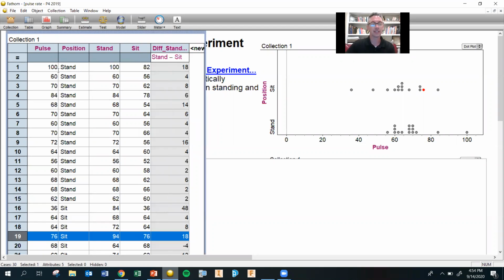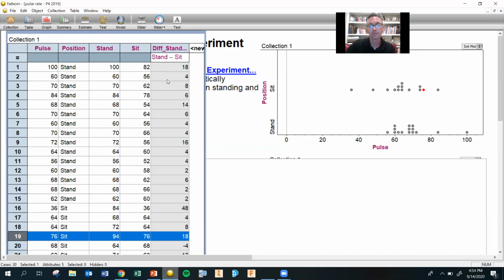So what we looked at was this. All these first 15 people that were standing, here's their same standing pulse rates. But over here is what they had a pulse rate of when they were sitting. And what we want to look at is what's the difference between them. So I'm going to do the difference as your standing pulse rate, take away your sitting pulse rate. This person right here had a standing pulse rate of 100, sitting was 82, had a difference of 18. That means their standing pulse rate was 18 beats per minute higher than their sitting pulse rate.